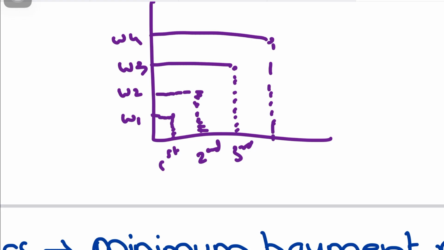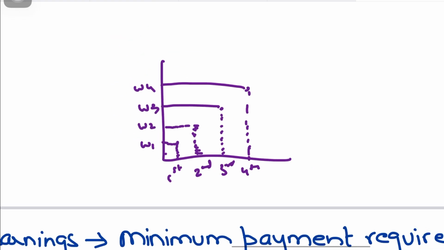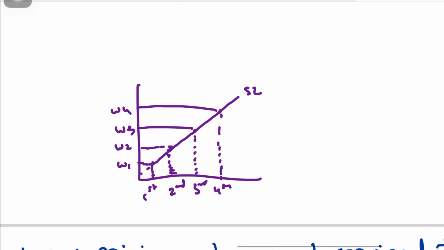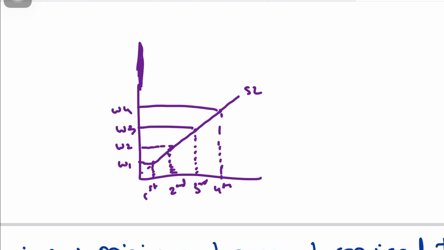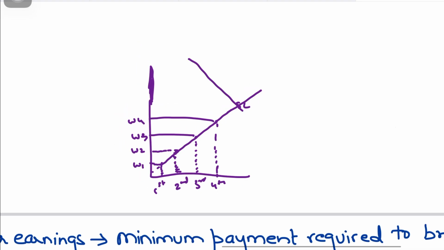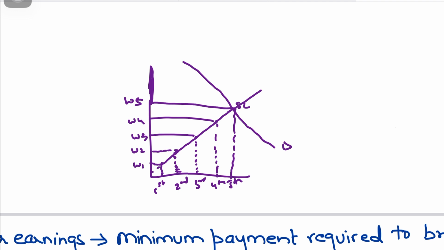Now, is this the market wage rate? No, this is not the market wage rate. This just gives you your labor supply curve. The market wage rate could be, let's say, somewhere over here. For the fifth unit, let's say you need to pay him W5. So this is your market wage rate, because for the fifth unit, the minimum that he's willing to work for is exactly equal to the market wage rate as well.